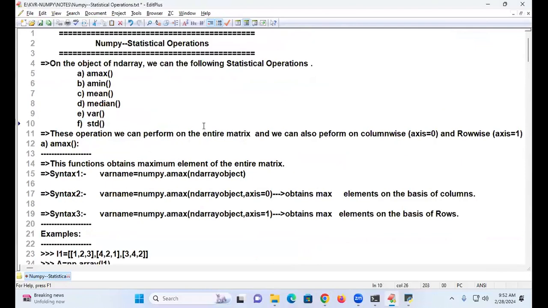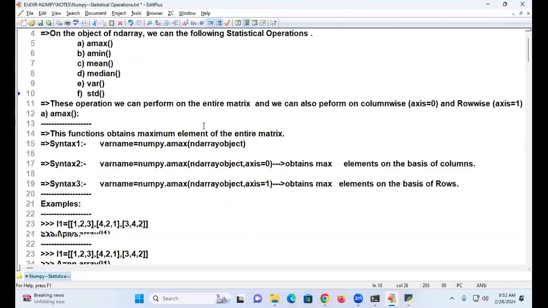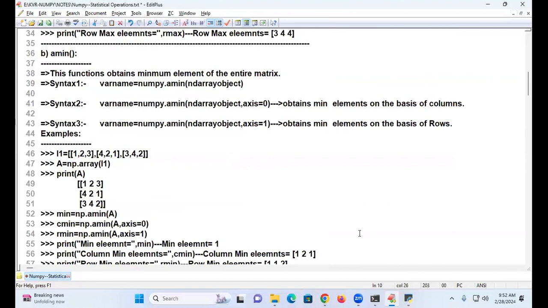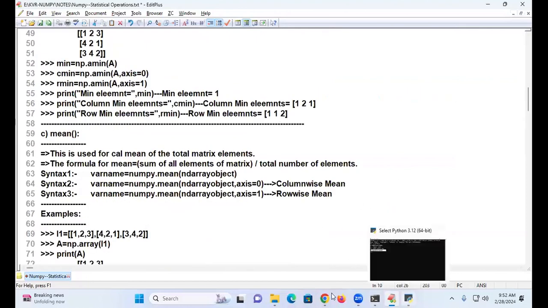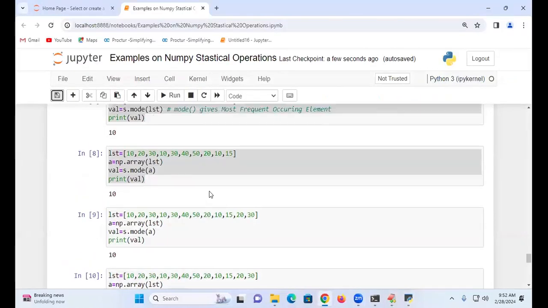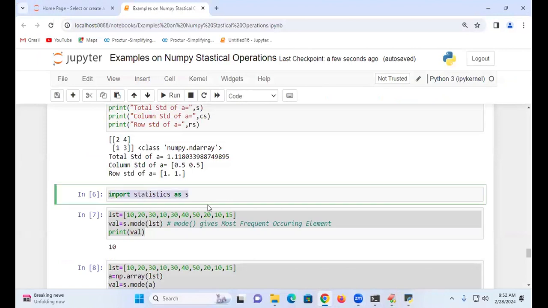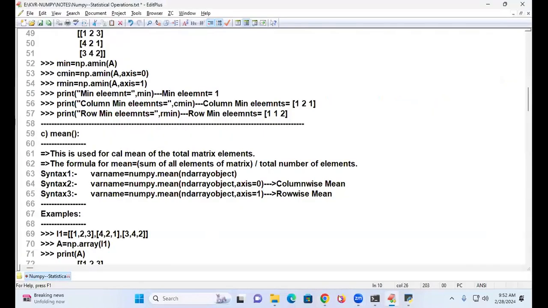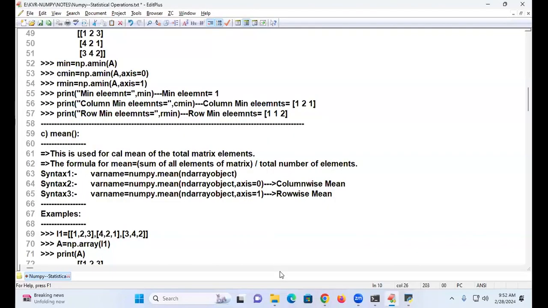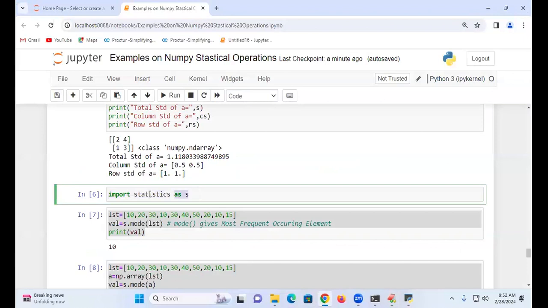No, mode operation is there in the statistics module. Is statistics a third party or first party module? First party module. I did not import it explicitly. You can happily import from this place also. Even in the command prompt I can directly import this entire thing.